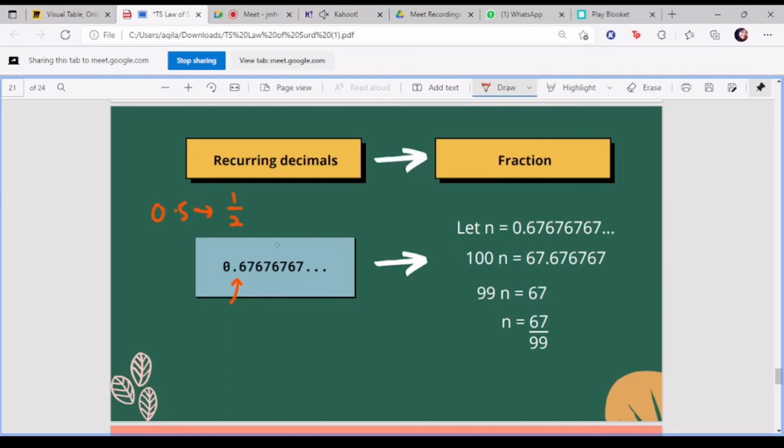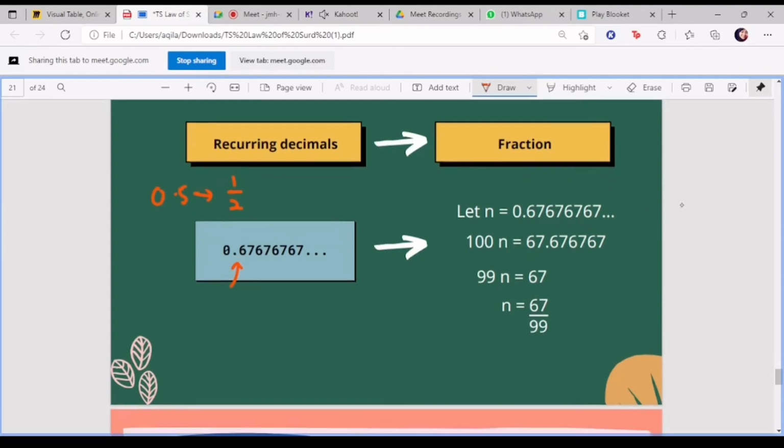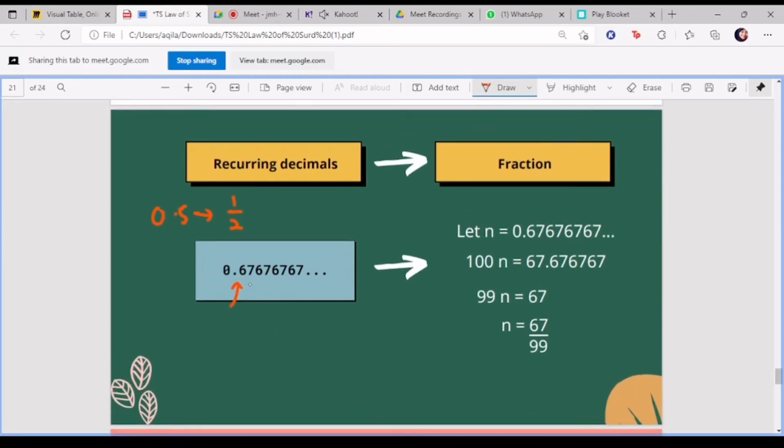I'm not sure, teacher. Okay, it's okay because I will teach you now. Firstly, if you come across a decimal like this, you can observe that the number has repeating digits, and it is a recurring decimal. First, let n equal 0.676767, the recurring decimal here, and then secondly, you need to multiply by 100.